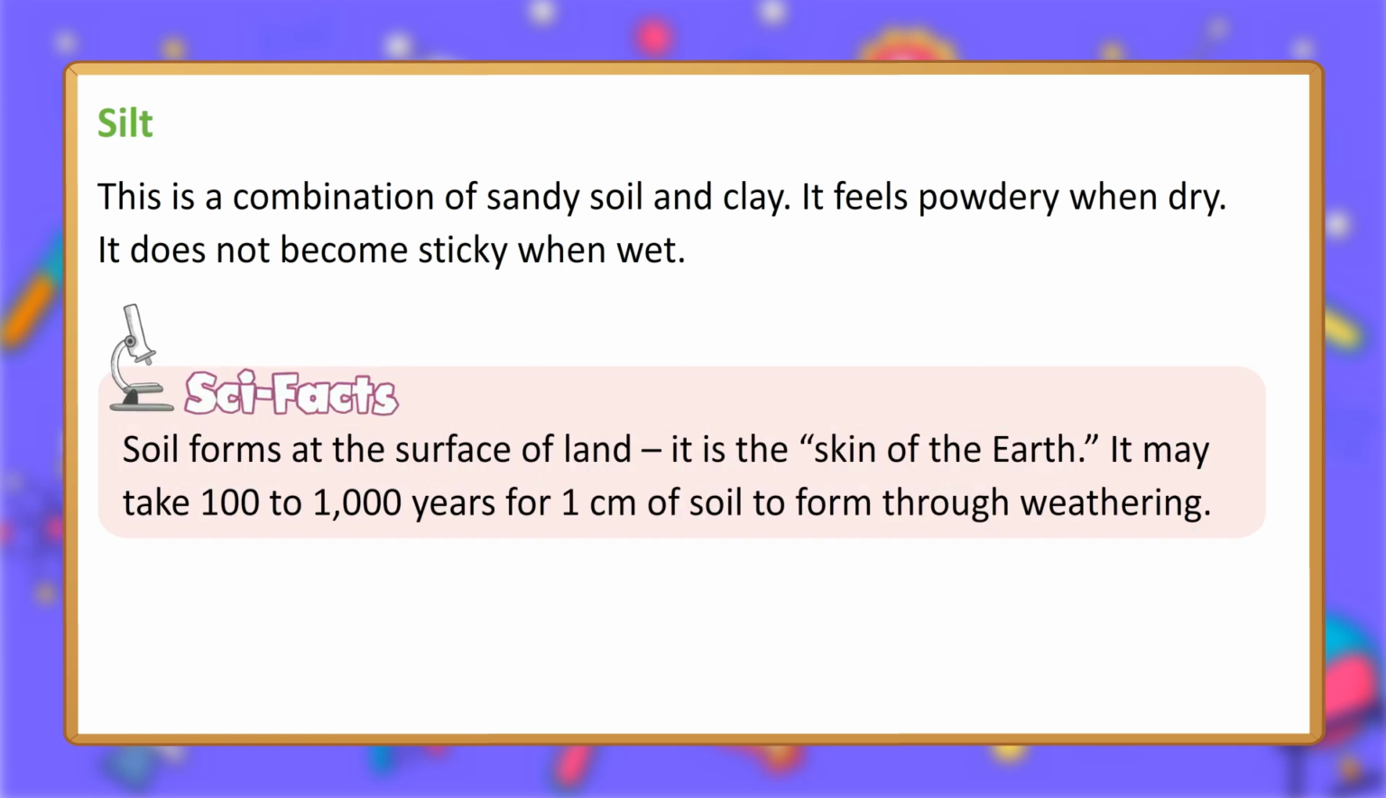Sci facts. Soil forms at the surface of land. It is the skin of the earth. It may take 100 to 1000 years for 1 centimeter of soil to form through weathering.